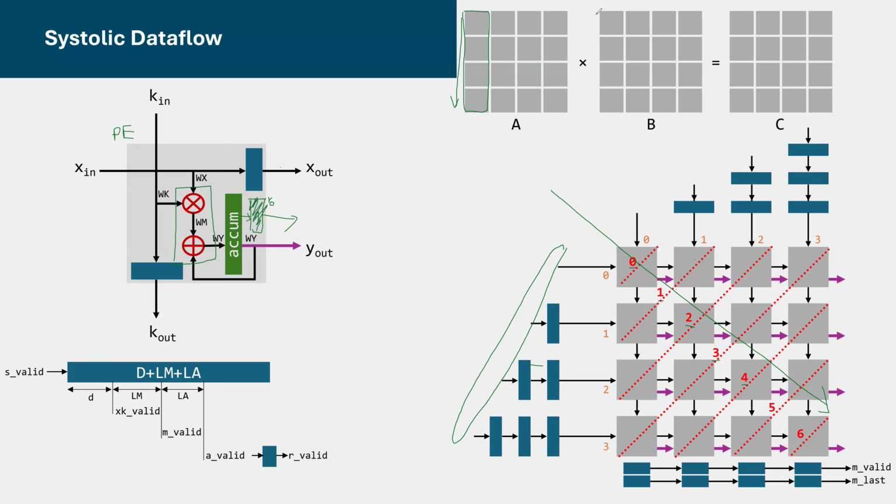And at the same time, this number of columns is C. And the first row of this. So this and this are the first valid data. So this is 0 and 0. That's when this data arrives here, right? And here.